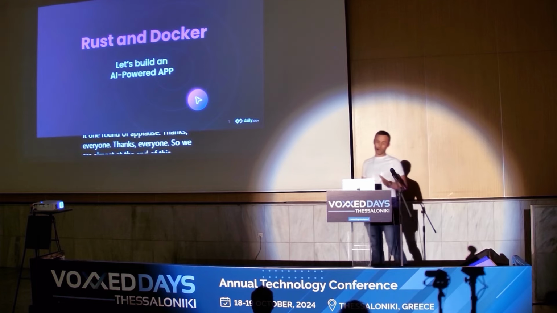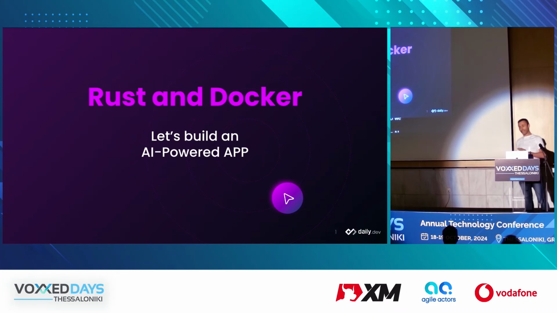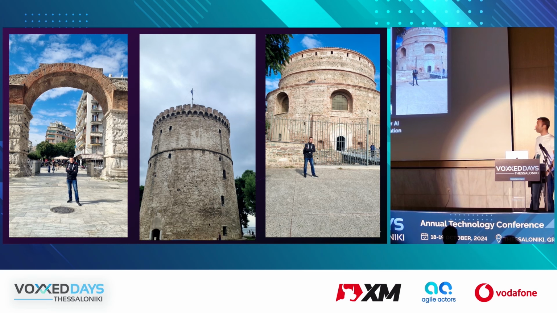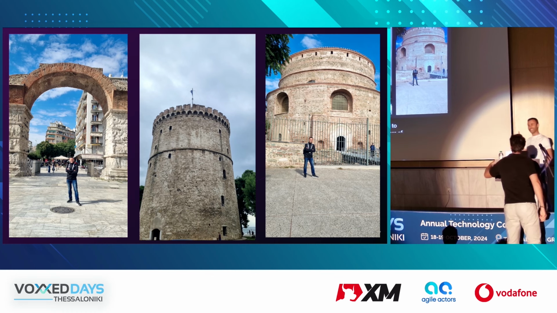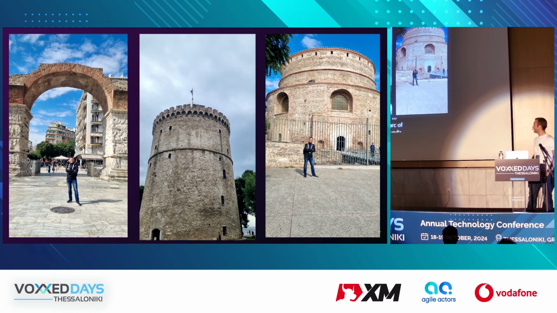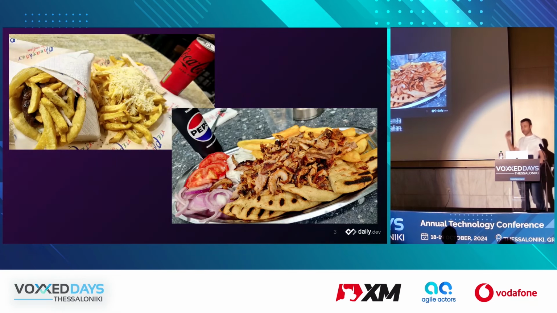But this presentation will not be just about AI. I arrived here in Thessaloniki on Wednesday, so I had some time for sightseeing. So we have the Arc of Galerius, White Tower, and Rotonda, which means a roundabout in Italian. Fine. But then I didn't come, of course, just for this. I also came for food. So we have pita and gyros.